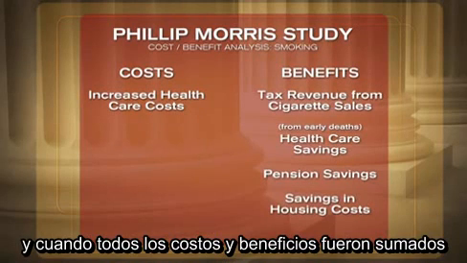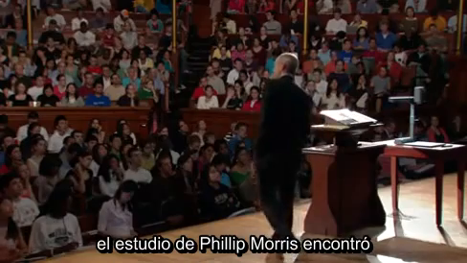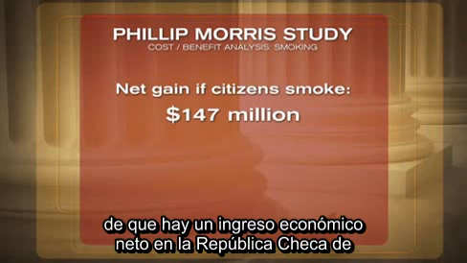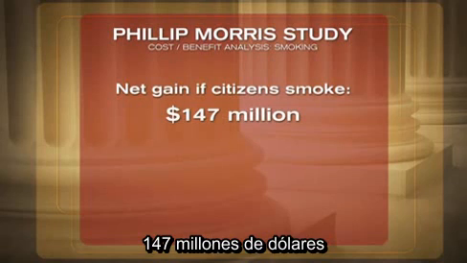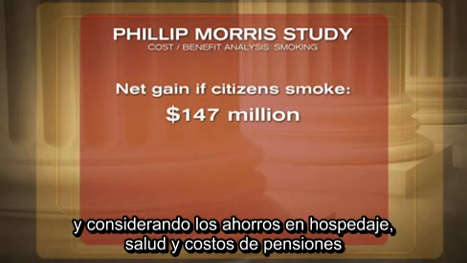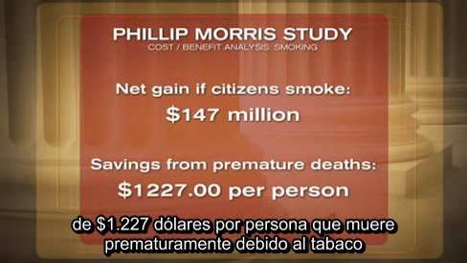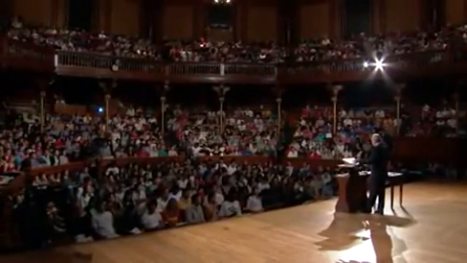And when all of the costs and benefits were added up, the Philip Morris study found that there is a net public finance gain in the Czech Republic of $147 million. And given the savings in housing and health care and pension costs, the government enjoys a savings of over $1,200 for each person who dies prematurely due to smoking. Cost-benefit analysis.